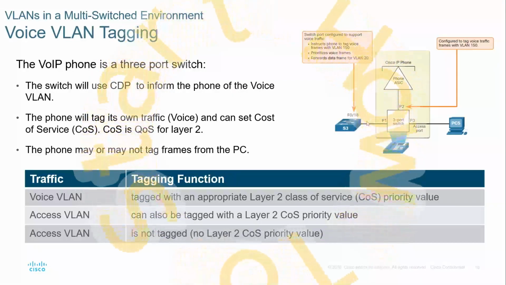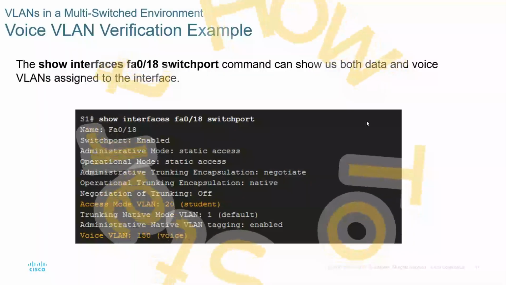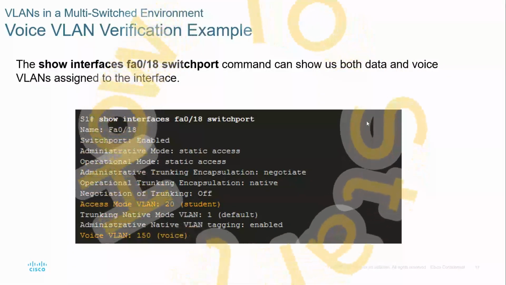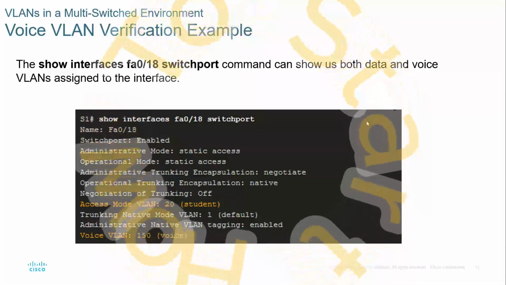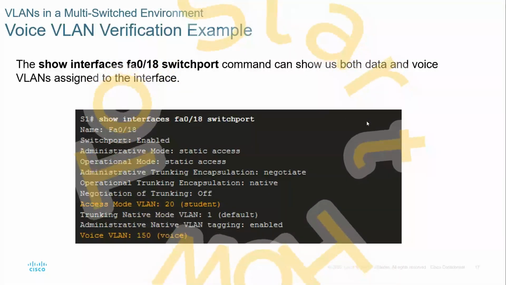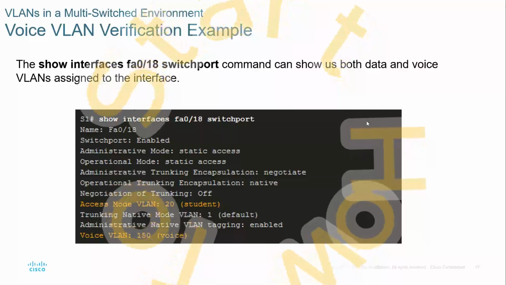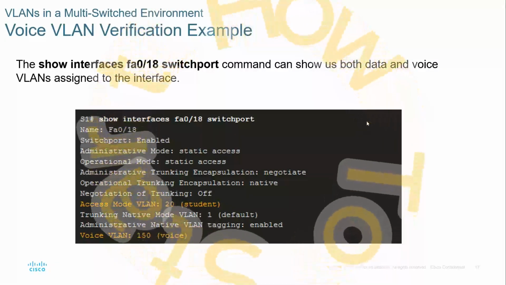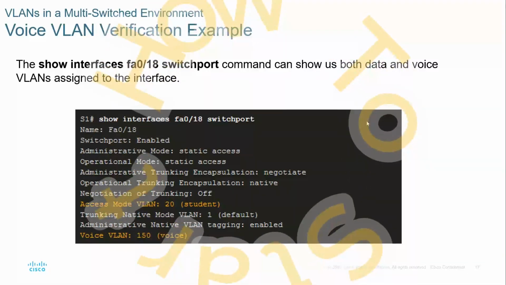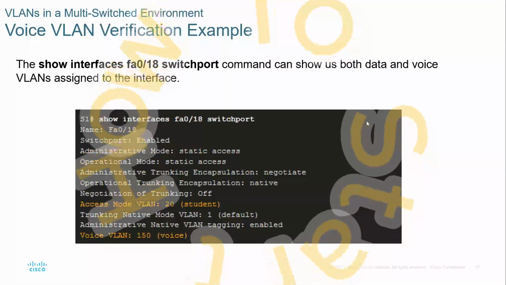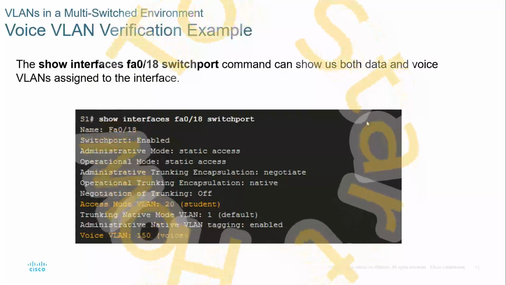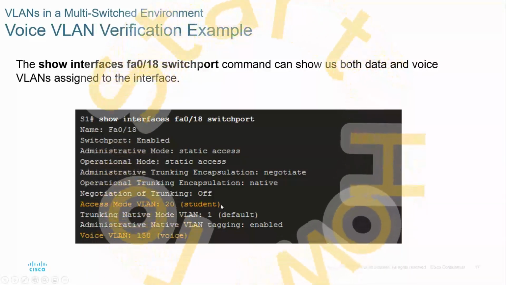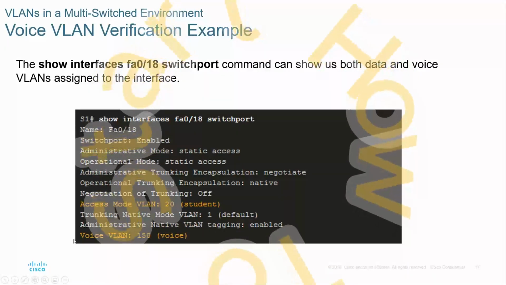So how do we actually set it up? When we're planning out our VLANs, we would plan out one for voice, one for data. And we could verify by doing a show command and looking at the individual ports. Here we're looking at port 18, so we would do a show interface FA0/18 switchport, and then you will see that it is in access mode, what the data VLAN is, and it will also say voice VLAN.